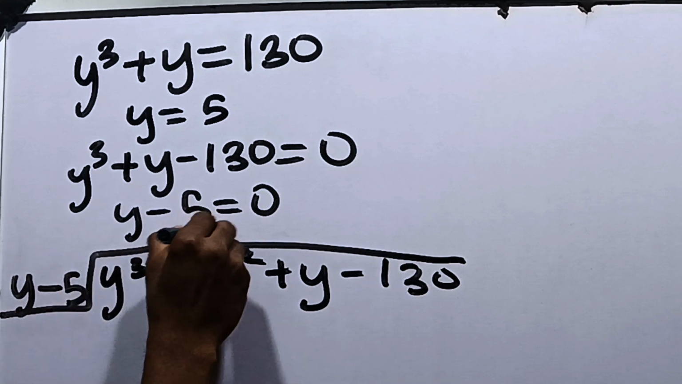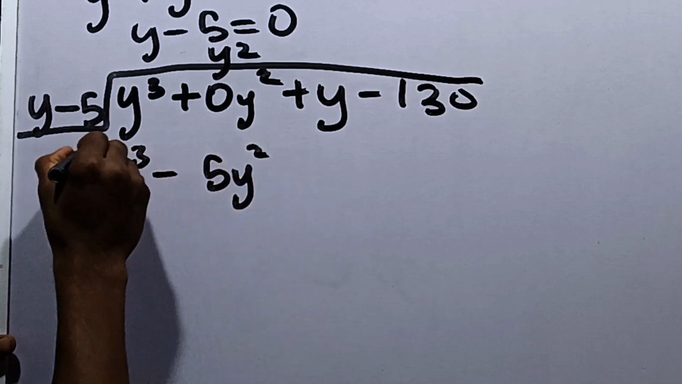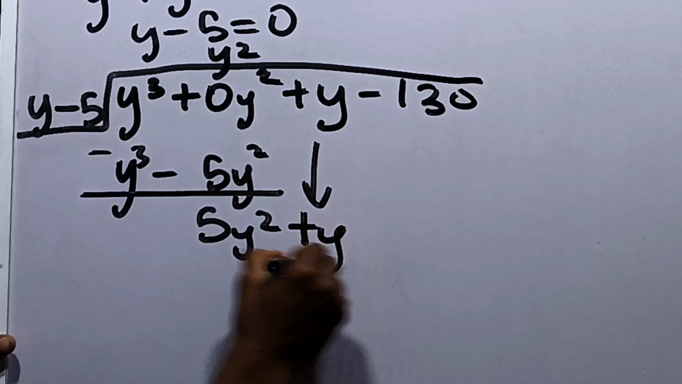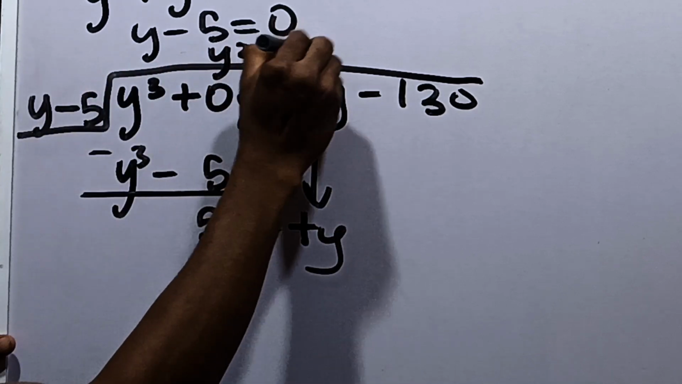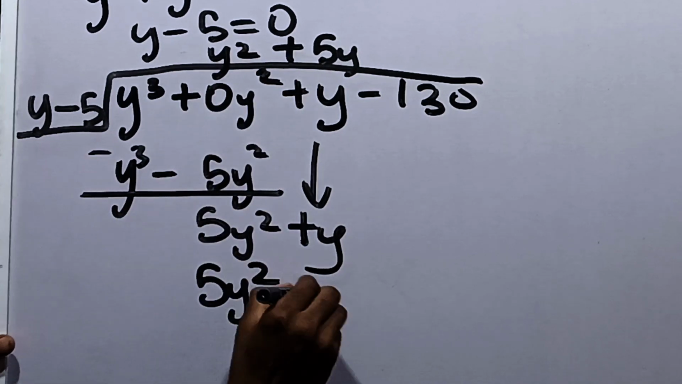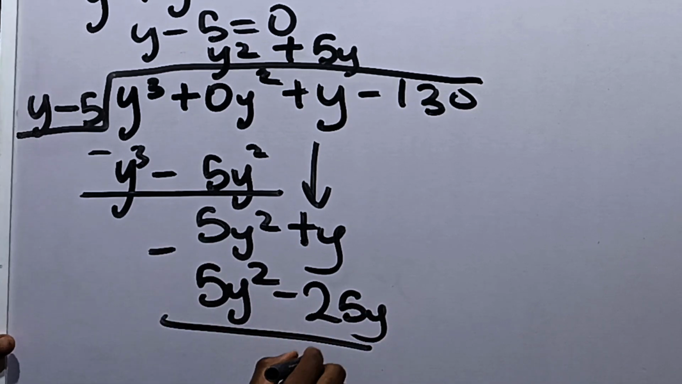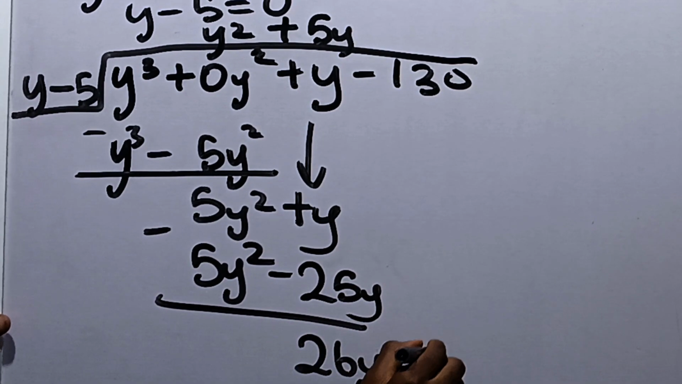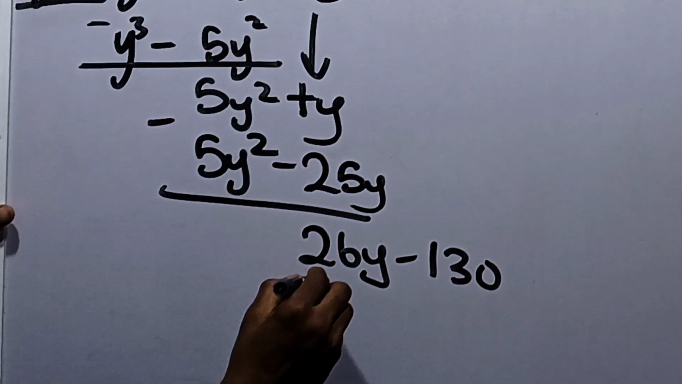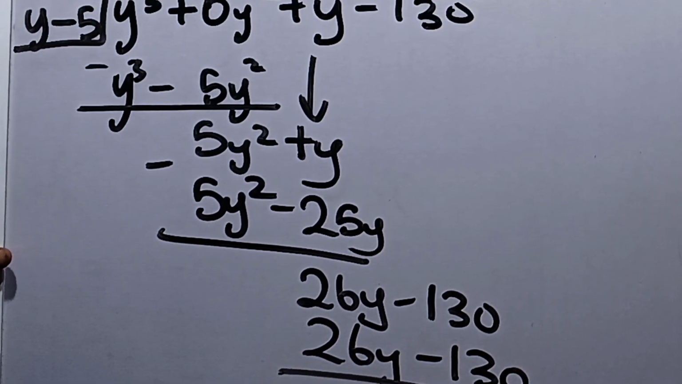Y into this is y squared. Multiplying, you have y cubed minus 5y squared. When we subtract, we have plus 5y squared here. We can bring down y. 5y squared divided by y is plus 5y. From here we have 5y squared and then we have minus 25y, okay? Subtracting again, this becomes plus, so we have 26y minus 130. When we divide, we have plus 26. Multiplying, we have 26y minus 130, okay? And this gives us 0, okay?